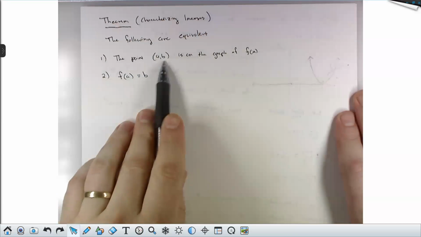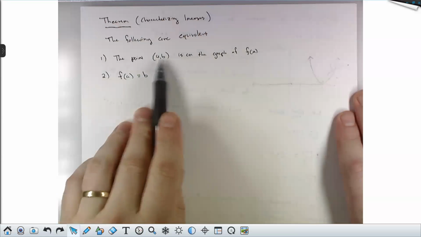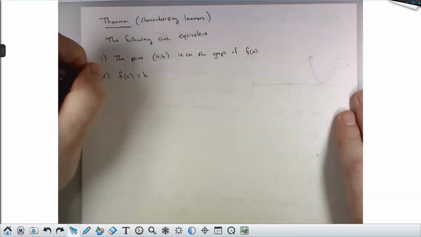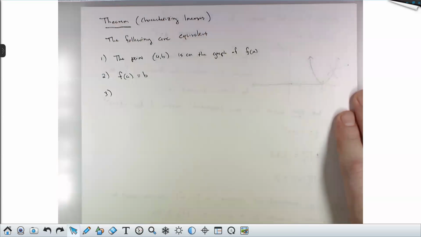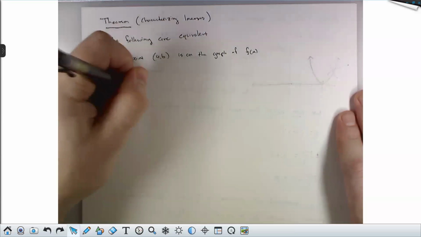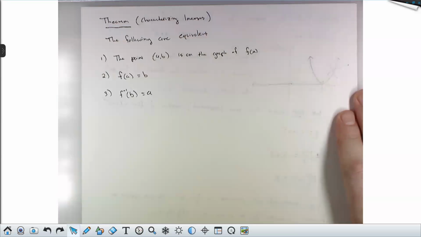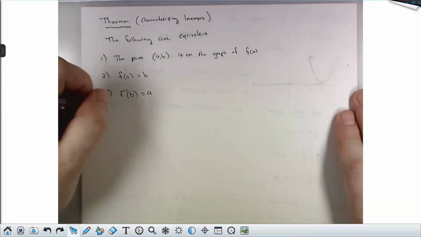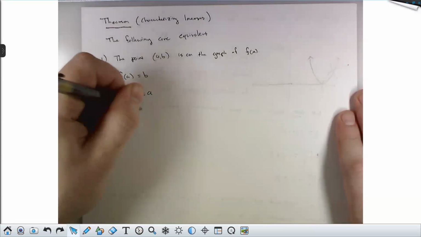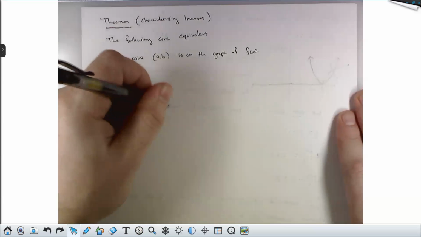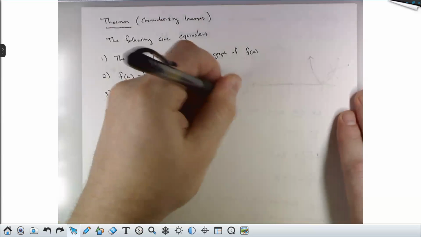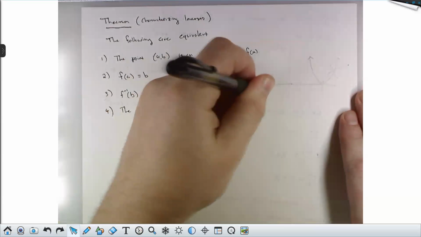This is always f of this. If I told you 1 comma 3 is on the graph, you could tell me that f of 1 is equal to 3. Then by the definition of the inverse, this is the same as saying f inverse of B is equal to A. And by definition of the graph, this means the point B comma A is on the graph of the inverse function.